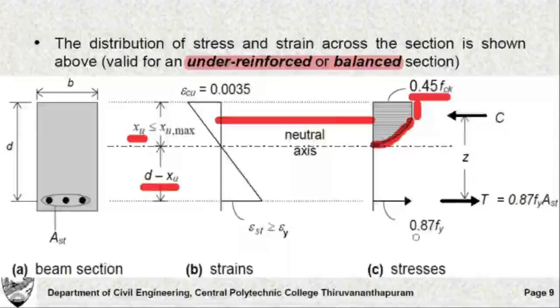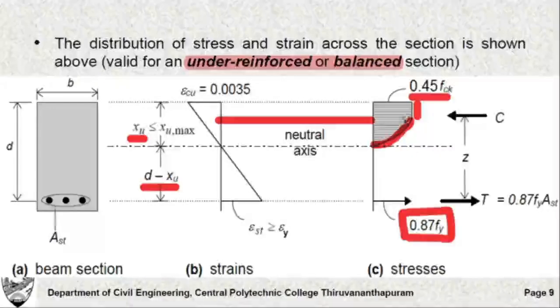Now what about the stress on the tension side? We just have reinforcement on the tension side. We are completely ignoring the concrete on the tension side, so we bother about the stress at the level of steel. The stress at the level of steel we already discussed. For under reinforced sections and balanced sections, it has already yielded in the case of under reinforced section, and for a balanced section it has just reached the yield point. So the stress at the level of steel is 0.87 fy, which is the design strength of steel.